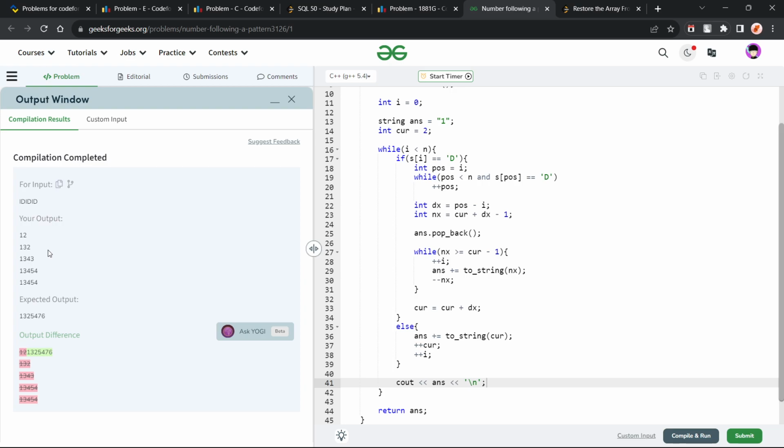I believe we have some logical flaw here, because we can take 1 3 2. 1 3 2 is fine for IDI, right? No, it is fine for ID only. It increases, then it decreases. 1 3 2, and I again want to increase it, so it should be 1 3 2 4.